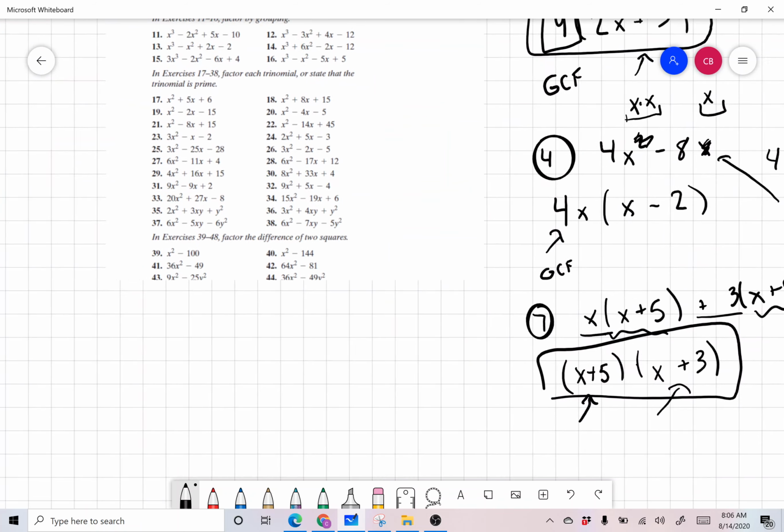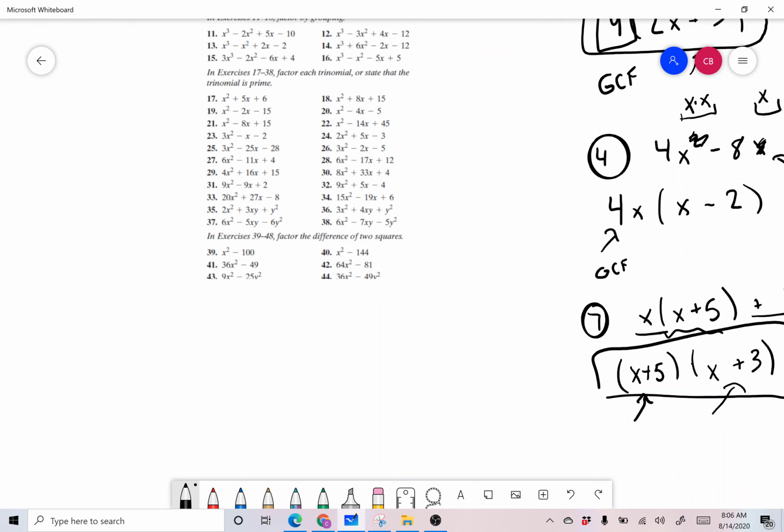Okay. All right, next we're going to do grouping. So x to the third minus 2x squared minus 5x minus 10. To do grouping, what you're going to do is you're going to cut it in half. So you're going to cut it right in the middle.